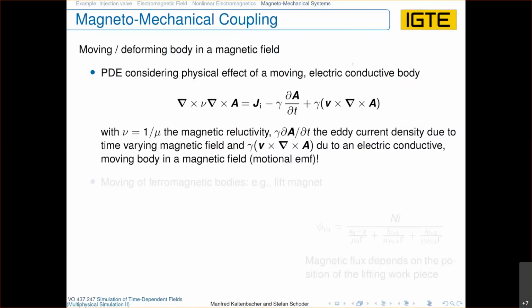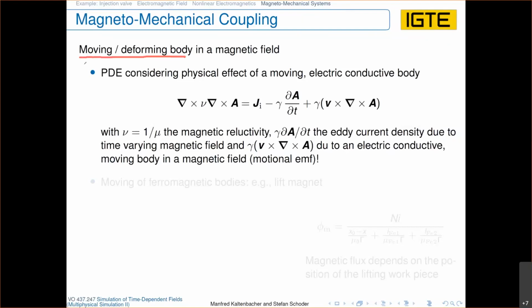Okay, so today we will discuss the two main coupling terms we have. The one is that due to the forces, the mechanical structure will deform, and we will have moving, deforming bodies within the magnetic field, and that is something which is a very complicated task to be included in any finite element software, as we will soon see here.